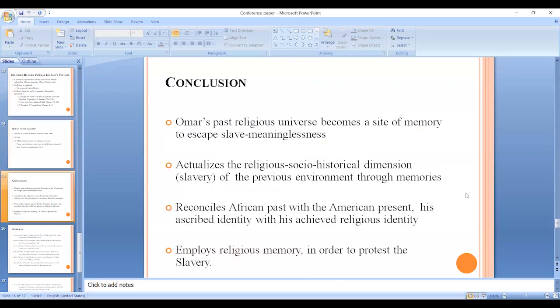And I would like to conclude with a few points in the study: that Umar's past religious universe became a site of memory to escape slave meaninglessness, and it actualizes the religious socio-historical dimension of the previous environment through memories. And the life reconciles the African past with the American present, the ascribed identity with the achieved religious identity also. And he also employs religious memory in order to protest the slavery. Thank you.